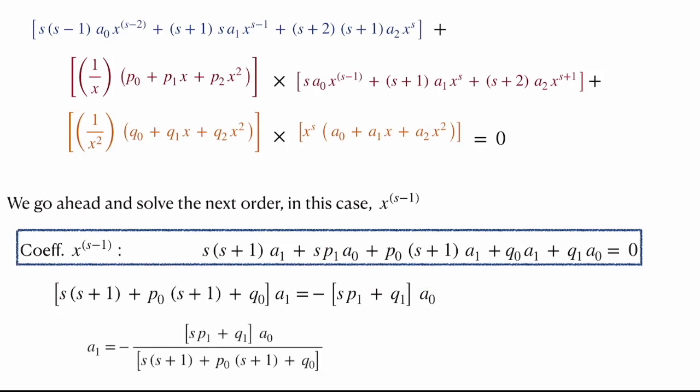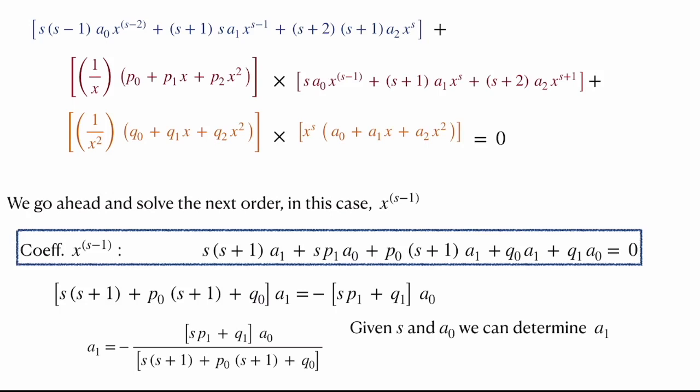That is, a1 is equal to minus (s p1 plus q1) into a0 divided by s into (s plus 1) plus p0 (s plus 1) plus q0. Once you are given the initial value a0, we can determine the a1. That is why this is called the recurrence relation. For given s and a0, we can determine the a1, and s can be determined based on the initial equation, and a would remain as an arbitrary parameter which we can set to value 1 without loss of generality.